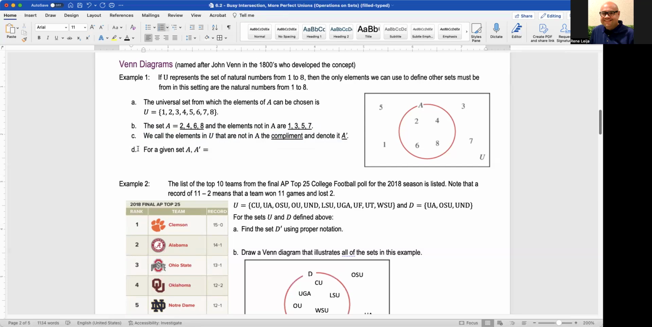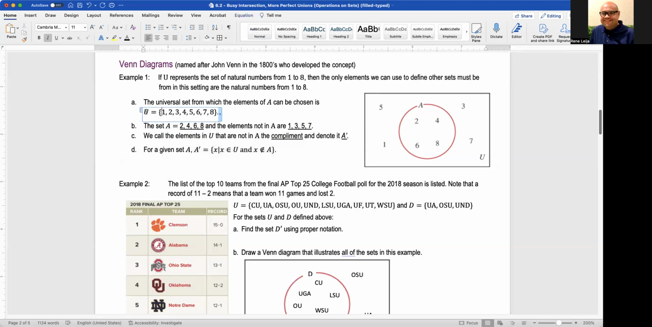Okay, so now for part D, we're going to write that using our set builder notation. And this is what it's going to look like. When we talk about the elements that are in A prime, which are the ones that are outside of A but still inside of our universe, we're saying that it is the set of all X, such that X is an element of U.